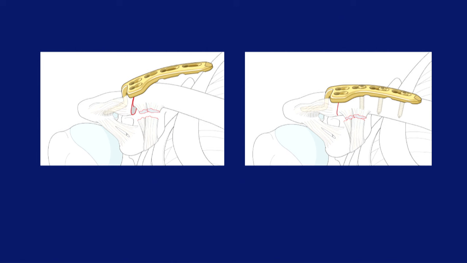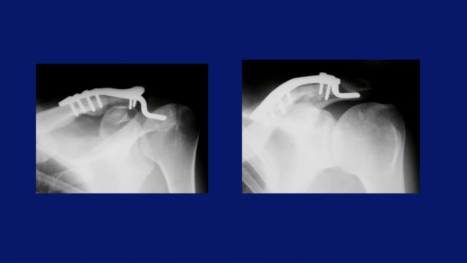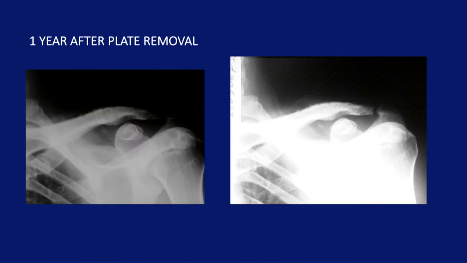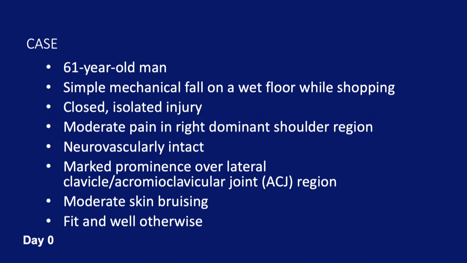So this is an implant, a hook plate. It has to be used very judiciously in such fractures. This hook should be placed over the posterior aspect of the acromion with a safe portal. And you should see that there are various types of hook lengths also. This was done in that patient. And at one year after plate removal, this was the condition of the patient, a successful outcome with healing. We will study another gentleman, a 61-year-old man, simple mechanical fall, closed injury.